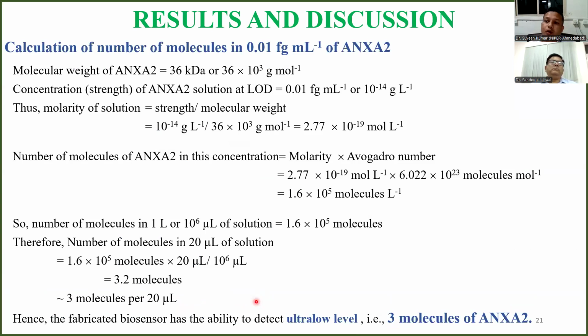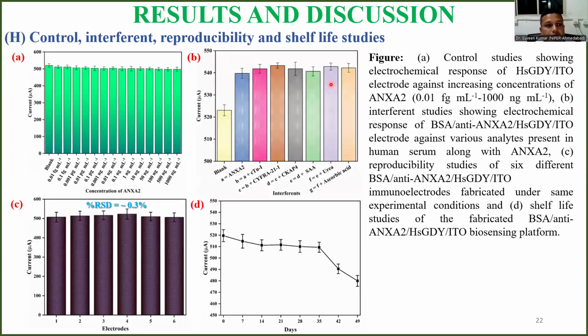On the basis of these results, we would like to investigate in terms of molecules how many annexin A2 molecules our developed biosensing platform can detect. On the basis of the reported calculation, this developed biosensing electrode has the ability to diagnose up to 3 molecules of annexin A2, so it is ultra low level. Along with this, we have also investigated control study, interferent studies, reproducibility, and shelf life, all done through both techniques, cyclic voltammetry and differential pulse voltammetry.